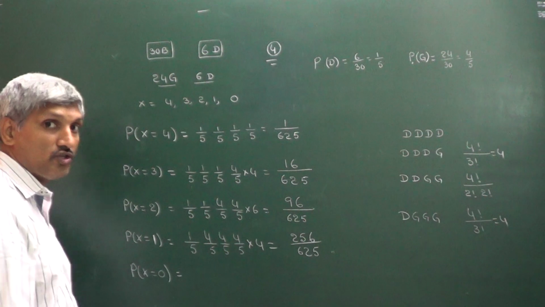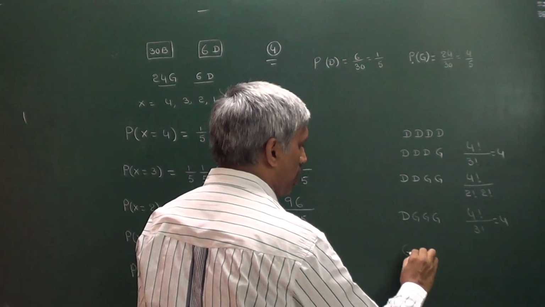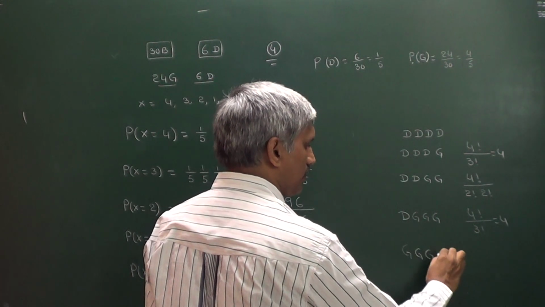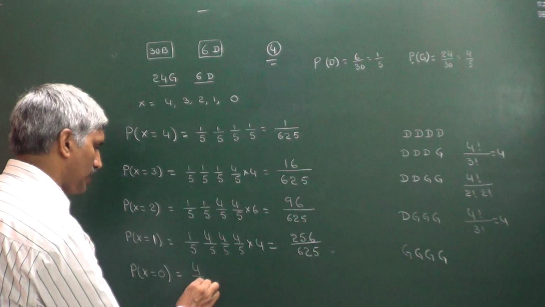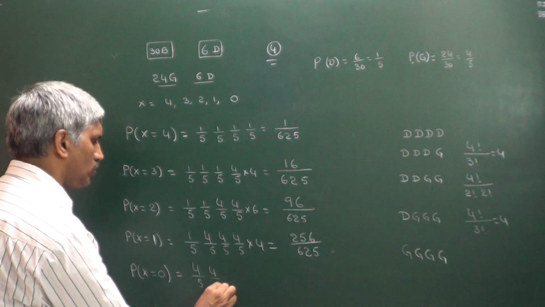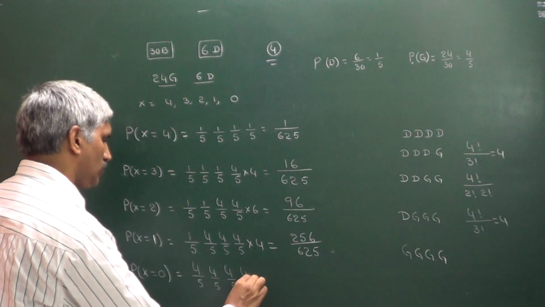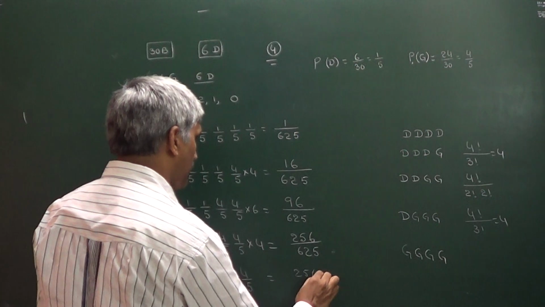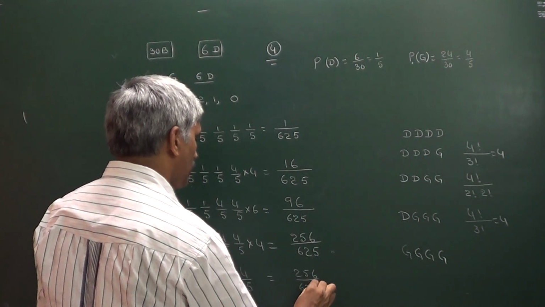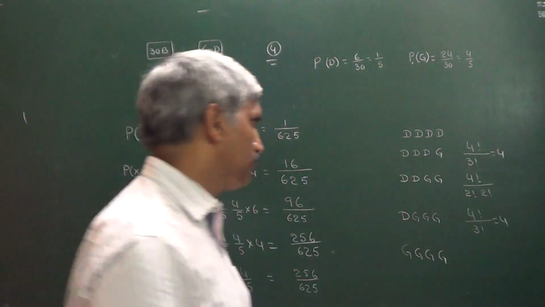Next, the last case is P of X is equal to 0. Number of defective bulbs is equal to 0. That means we have to get all good bulbs only. So there is only one case: first time we have to get a good bulb, next also a good bulb, next also a good bulb, and next also a good bulb. That is equal to 256 divided by 625.